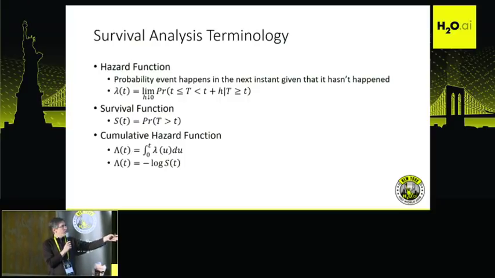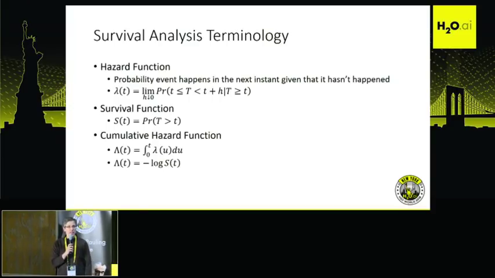When you're looking at this, you tend to want to know what's the chance of either the event happening up to a point or the chance that the event hasn't happened. And if the event hasn't happened, that's the survival function. And a lot of this started out looking at, as the name suggests, whether or not something lives or dies. And so a lot of the terminology comes about from that.